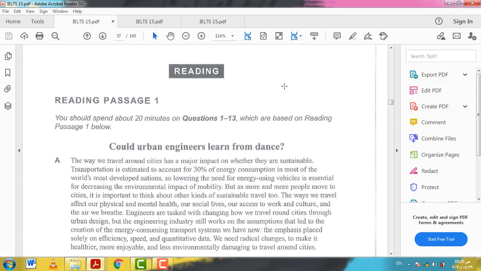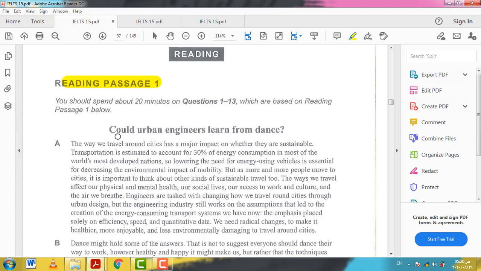Today we have passage 1 from test 2 of IELTS 15 academic reading, and it will talk about urban engineers. Could urban engineers learn from dance?